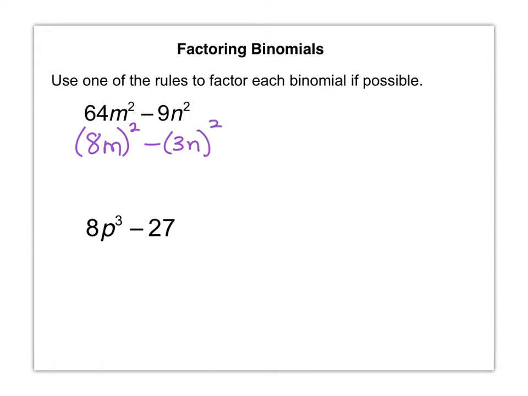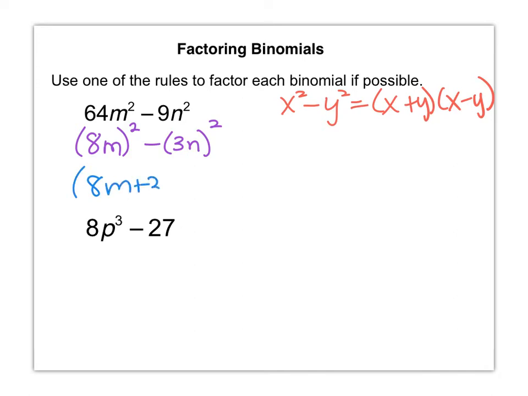And this looks like a difference of two squares with a basic formula of x squared minus y squared factoring into x plus y and x minus y. So in factored form, 8m plus 3n is the first factor, and 8m minus 3n is the second factor. This is how we write our polynomial in factored form.